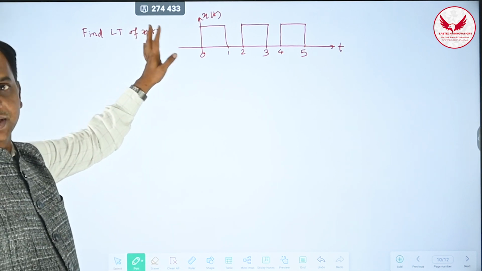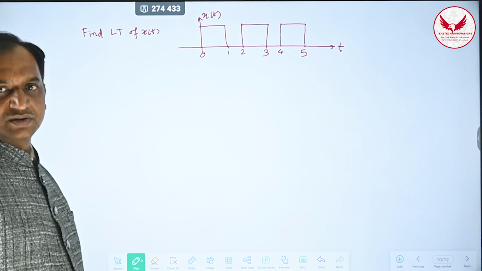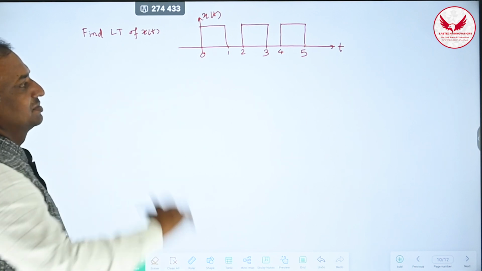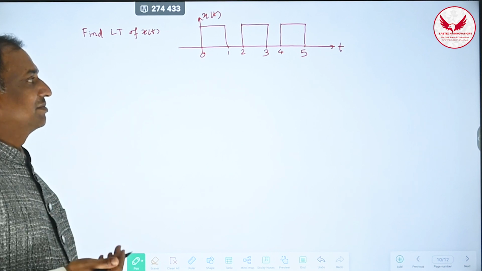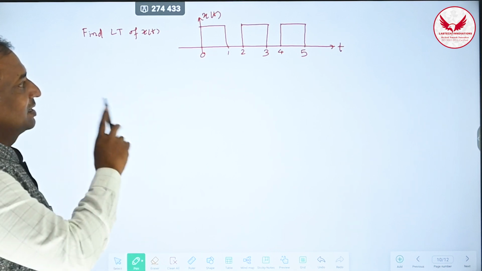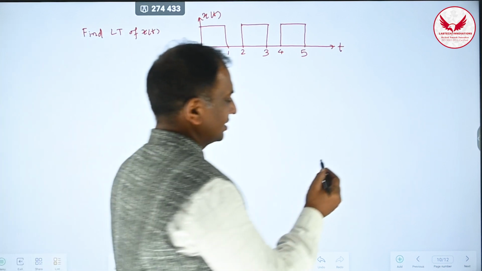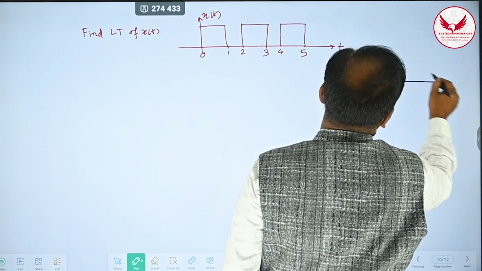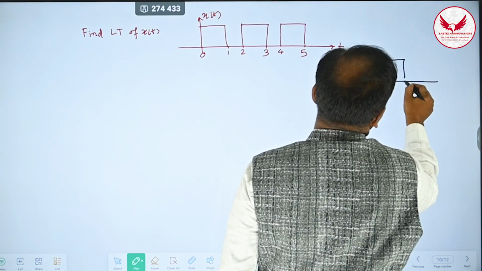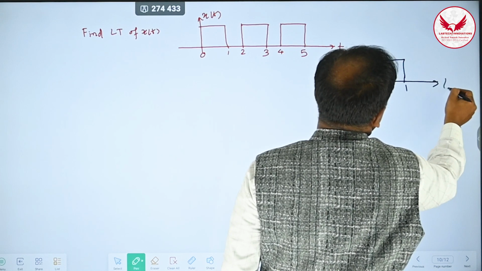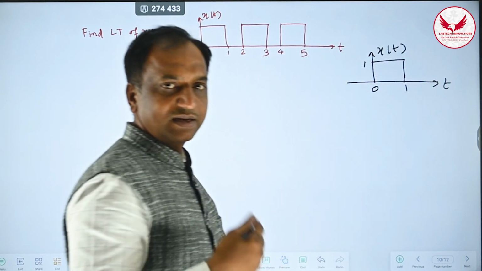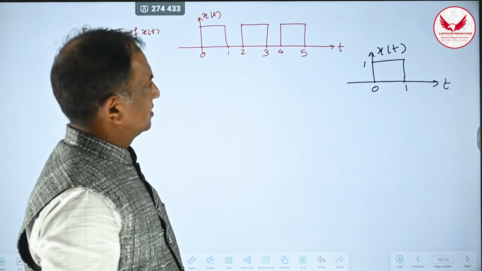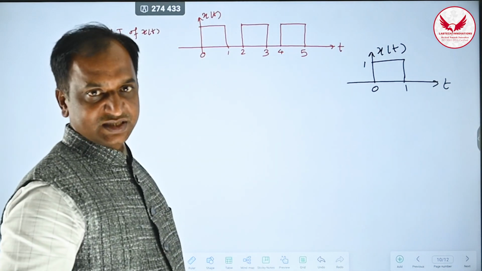In the time domain they will give the signal and we have to find its Laplace transform. So when such type of problems are given, you try to express such signals in mathematical form. So you should be able to write the mathematical equation. For example, if the signal is like this, where this is 0, this is 1, this is t, and this is x of t, this signal is developed from the unit step signal.